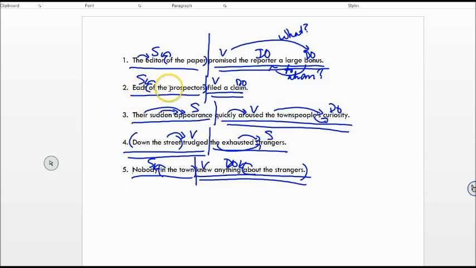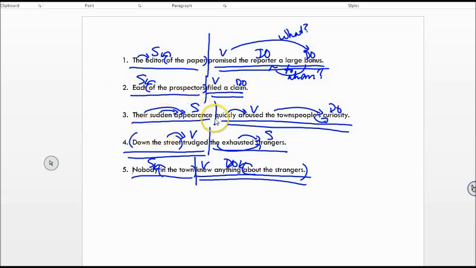In this sentence, each of the prospectors filed a claim. Each is our simple subject, an indefinite pronoun. Of the prospectors is a prepositional phrase modifying it. Filed is the verb. Claim is a direct object. We divide it between prospectors and filed. This is your complete subject. This is your complete predicate.